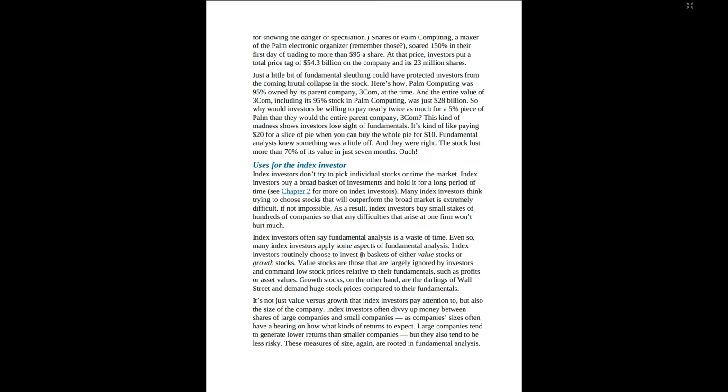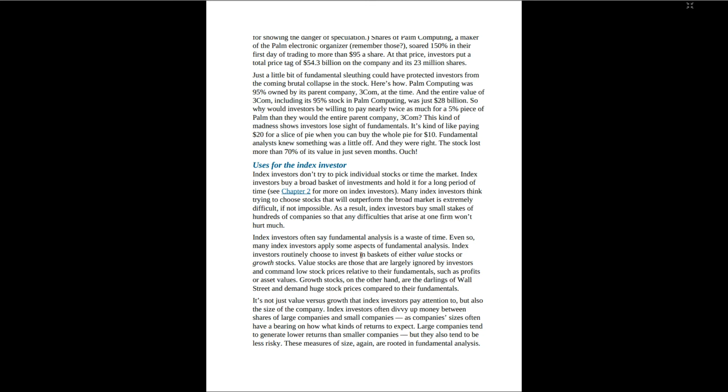Uses for index investors. Index investors don't try to pick individual stocks or time the market. Index investors buy a broad basket of investments and hold it for a long period of time. See Chapter 2 for more on index investors. Many investors think trying to choose a stock that will outperform the broad market is extremely difficult, if not impossible. As a result, index investors buy a small stake in hundreds of companies so that any difficulties that arise at one firm won't hurt much.